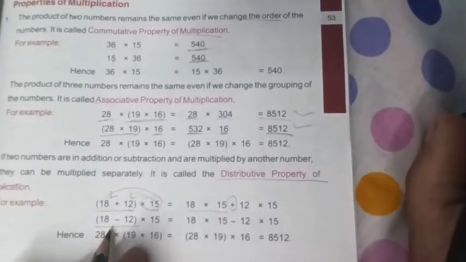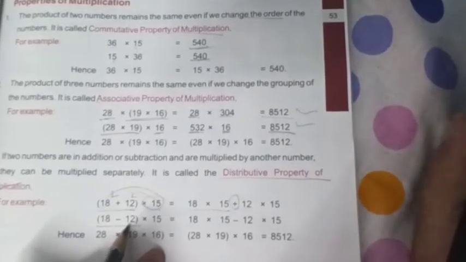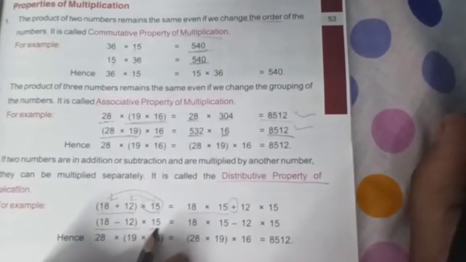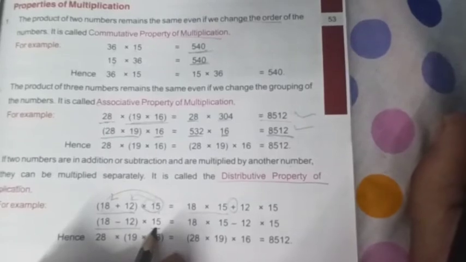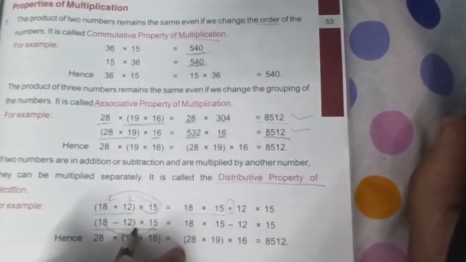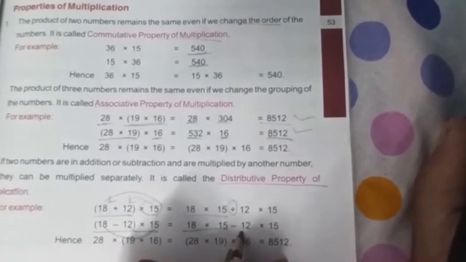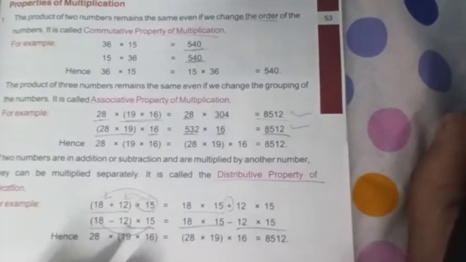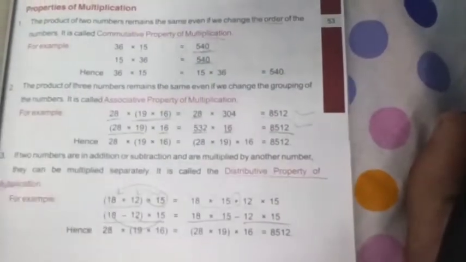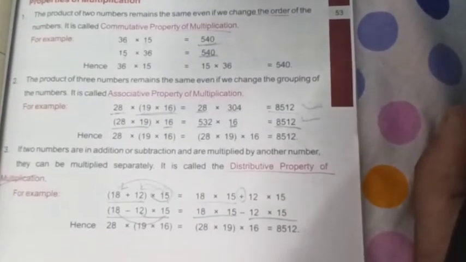Okay. Same we can do in subtraction also. Here is the subtraction, 18 minus 12, and we are multiplying it by 15. So this 15 will be multiplied by both the numbers, 15 into 18 minus 15 into 12, or 12 into 15. This property is known as distributive property of multiplication.